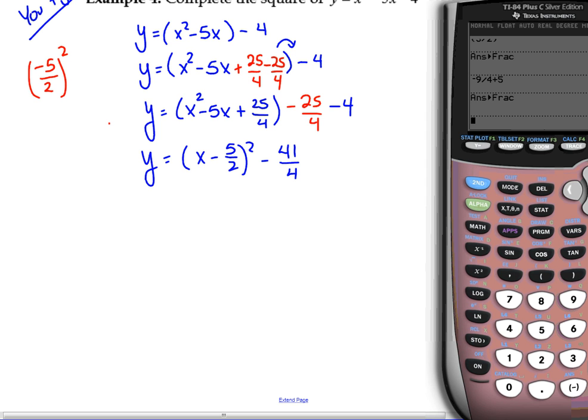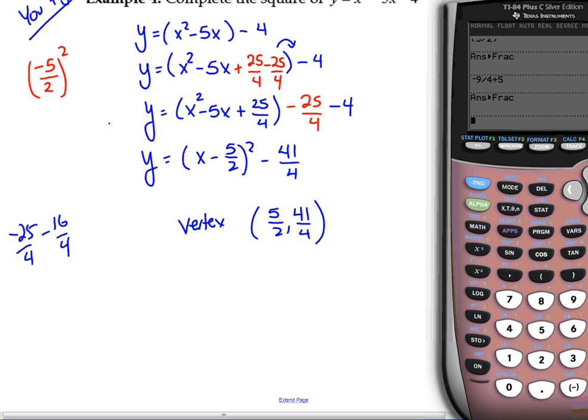Negative 41 over 4, minus 16 over 4. Yep. So check that you have the same answer. You want to make sure you practice this and you get good at it, because on Monday we're going to start with the a values not 1.